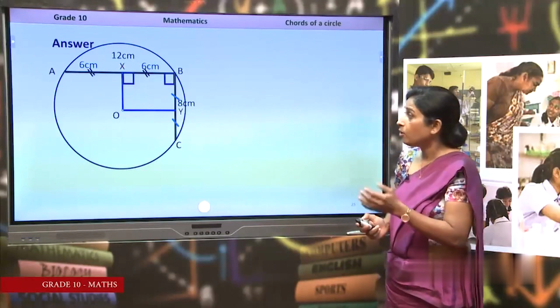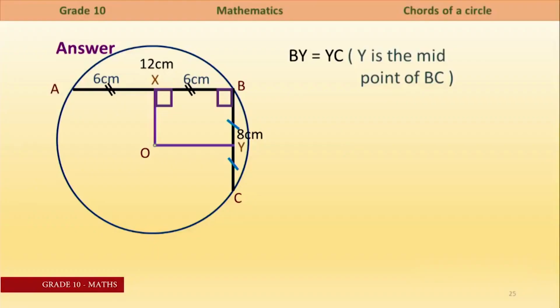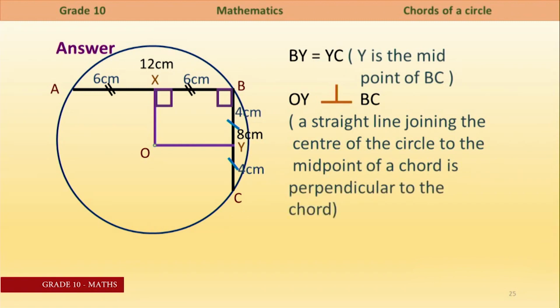I will move to the other part, chord BC. In the chord BC, Y is the midpoint of that chord. So BY and YC are equal. Then the midpoint of the chord BC and the center have already been joined. What can you say about that? The OY line is perpendicular to the BC chord. Why is it happening? A straight line joining the center of the circle to the midpoint of a chord is perpendicular to the chord. In there also the same thing is happening. A line drawn from the center to the midpoint of the chord should be perpendicular to the chord. Using that theorem, we can say the angle OYB and the angle OYC are equal to 90 degrees.